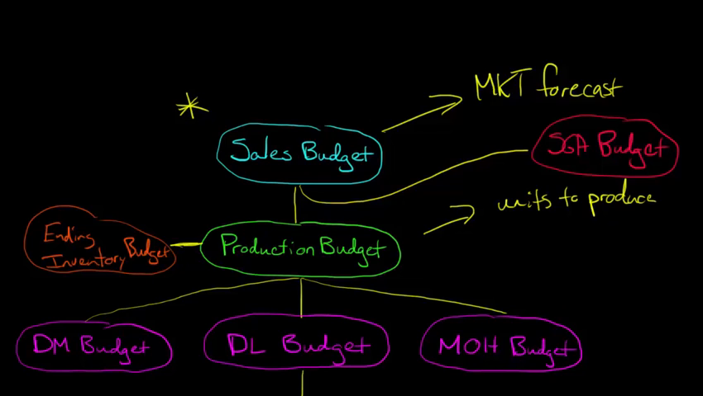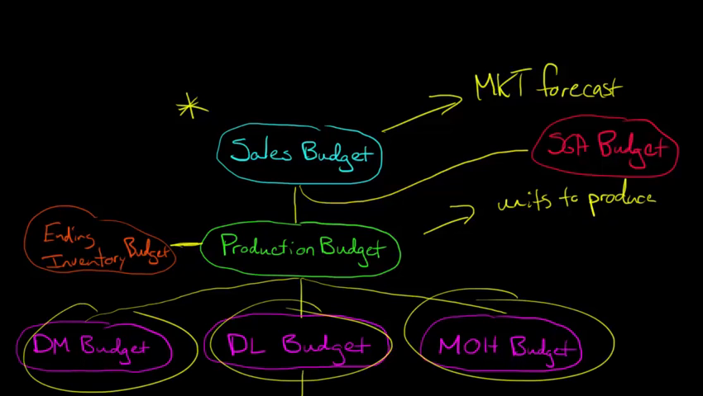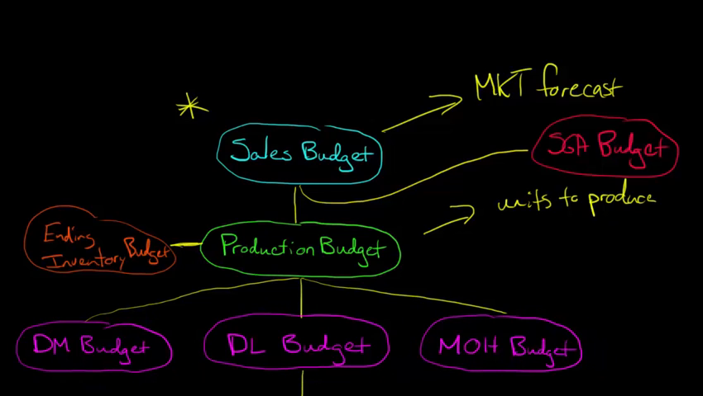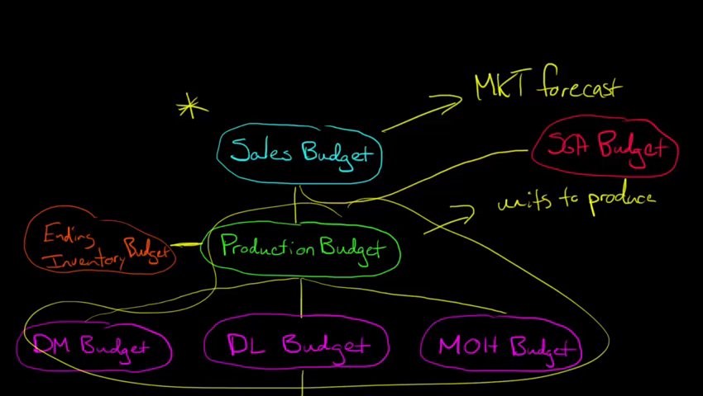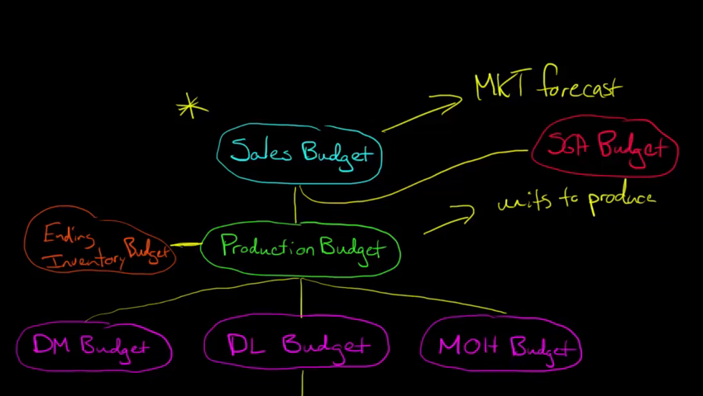Like if we're Walmart and we're a retailer, we're buying things and then reselling them, we're not going to have any direct materials, direct labor, overhead, those types of things incurred in producing any units. So we're not going to have a production budget. We just have that merchandise purchases budget in lieu of all these things right here. But let's just stick with the more complicated example, the manufacturer.